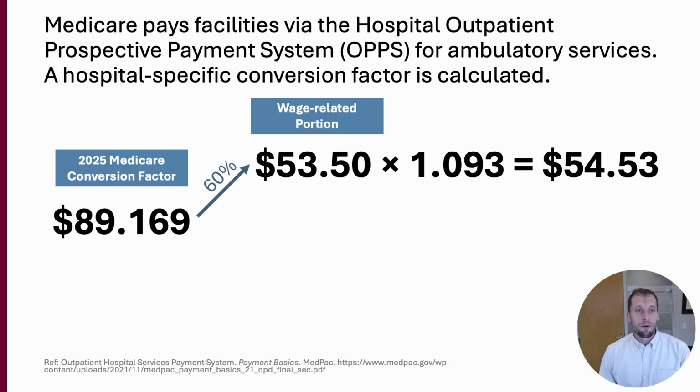All right, so now we're going to adjust this. First we consider 60% of the conversion factor. 60% of 89.169 is 53.50. And we're going to adjust that by a geographic, hospital-specific factor to account for local differences in wages. I pulled it for Hennepin County Medical Center. It's the same for M Health and Regions and all the hospitals right here in the Twin Cities. It's pretty much the same.